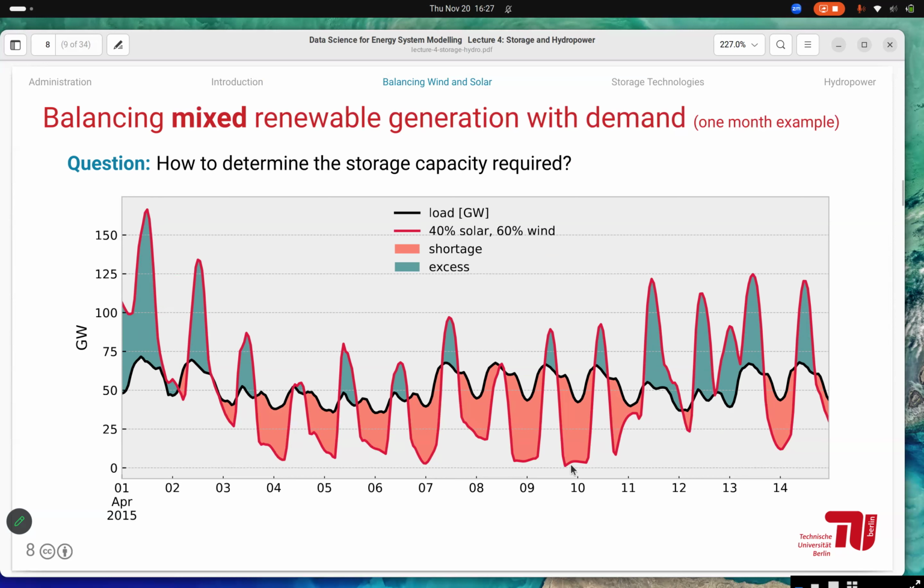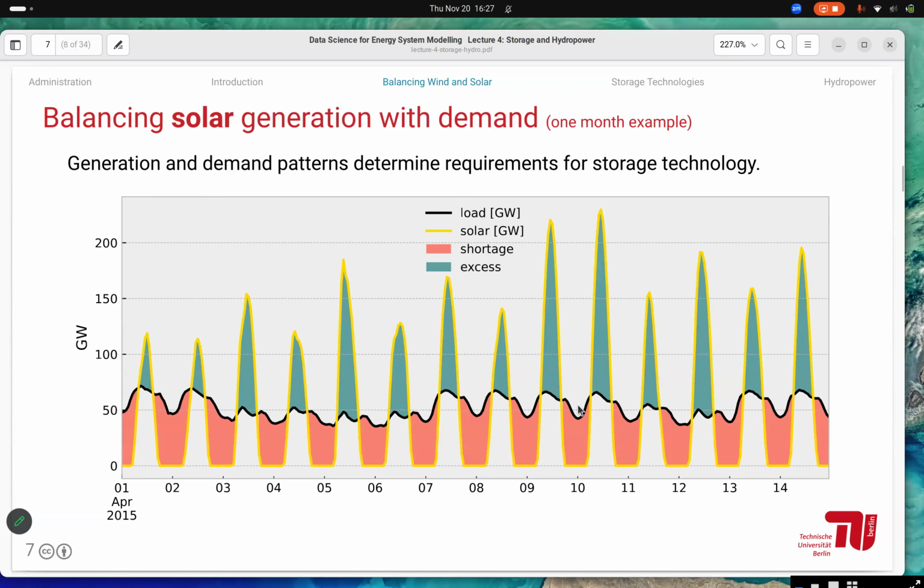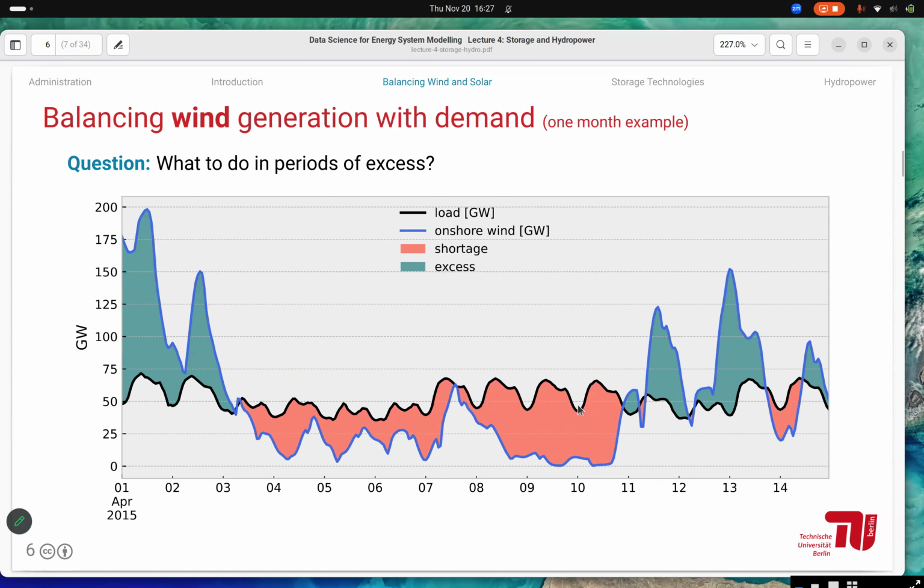When I have a period of shortage, how much do I need to supplement the renewable generation to bring the generation from this shortage to the actual load? I also have to think about how quickly I can turn whatever I store back into electricity. And then another question would be, how big does my storage need to be? How much energy does it need to hold?